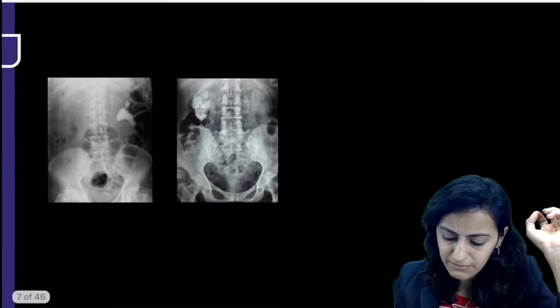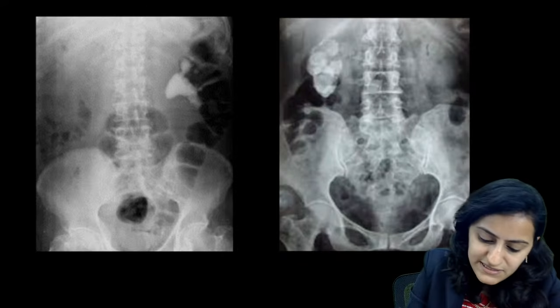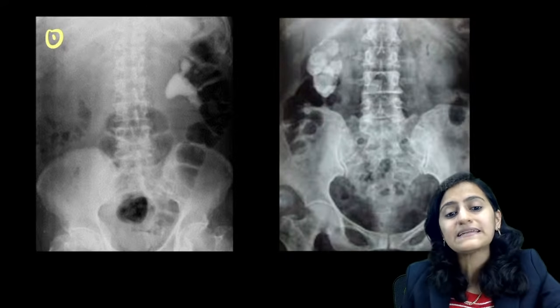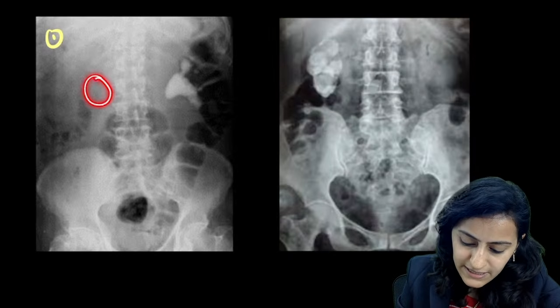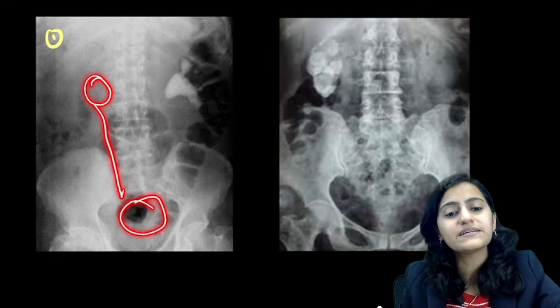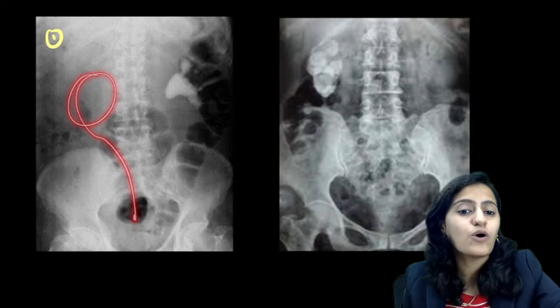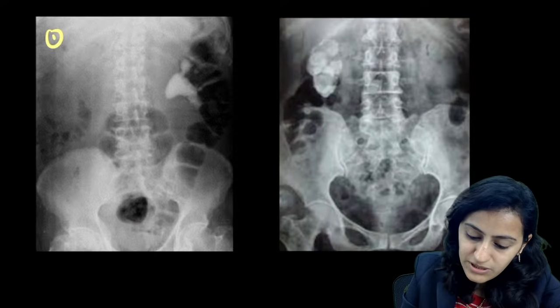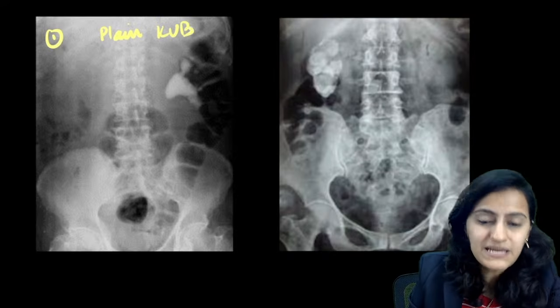Let me show you the image here. So look at this image. Now this first image that you are seeing here, this is not an IVU, right? Because you are not seeing the kidney, the ureter, the bladder here on the other side. If it was IVU, you would see it on the other side as well. So this is a plain radiograph. Okay, this is a plain KUB X-ray.